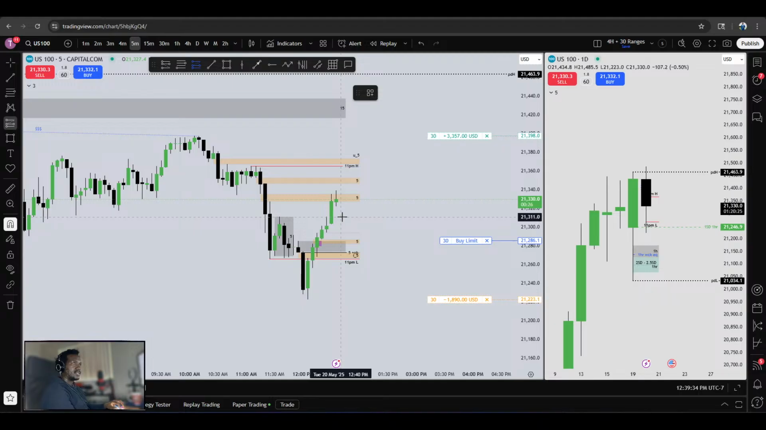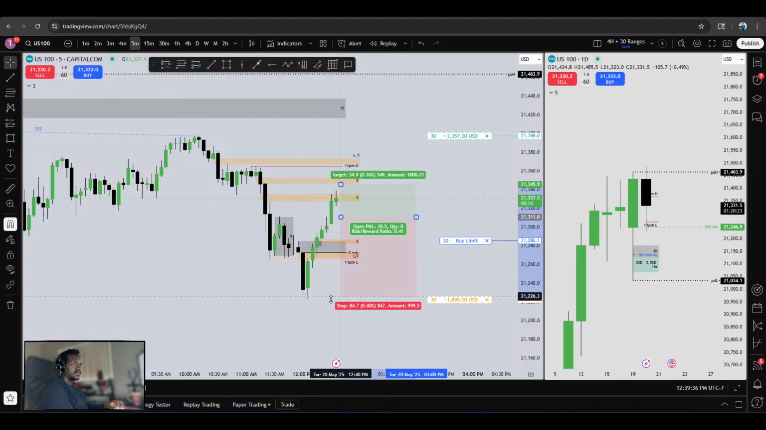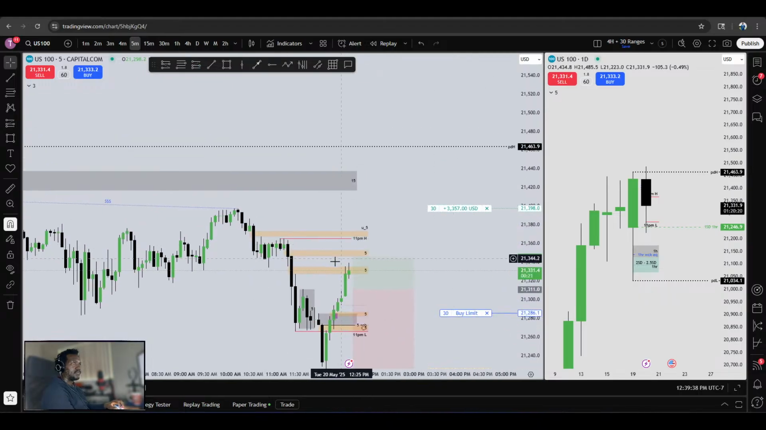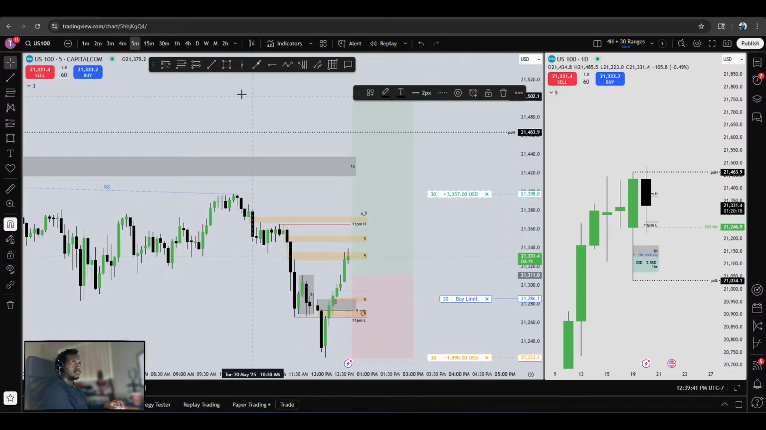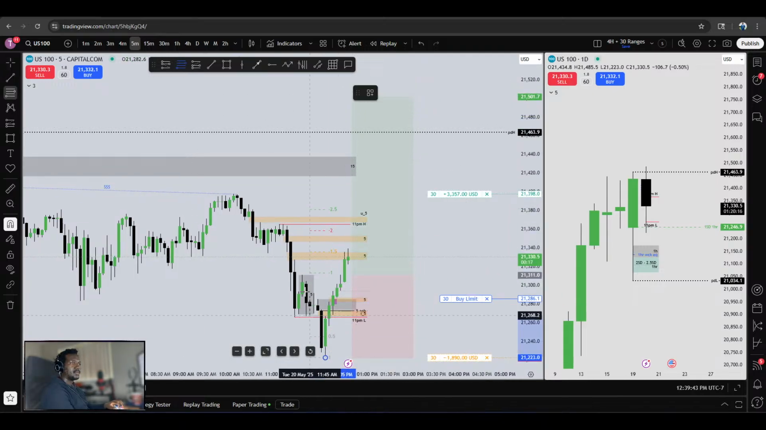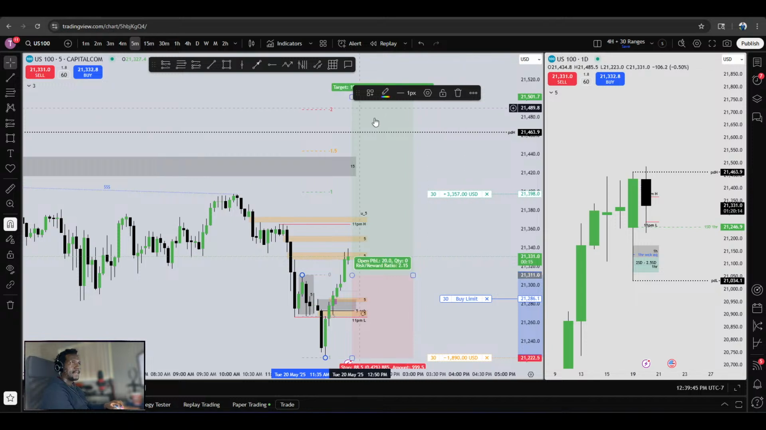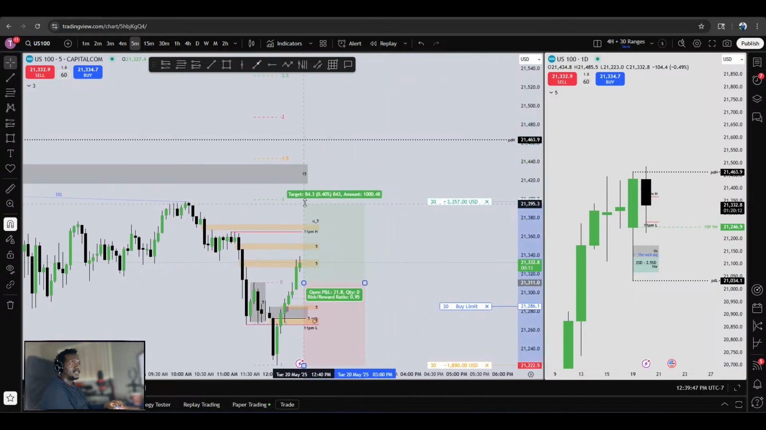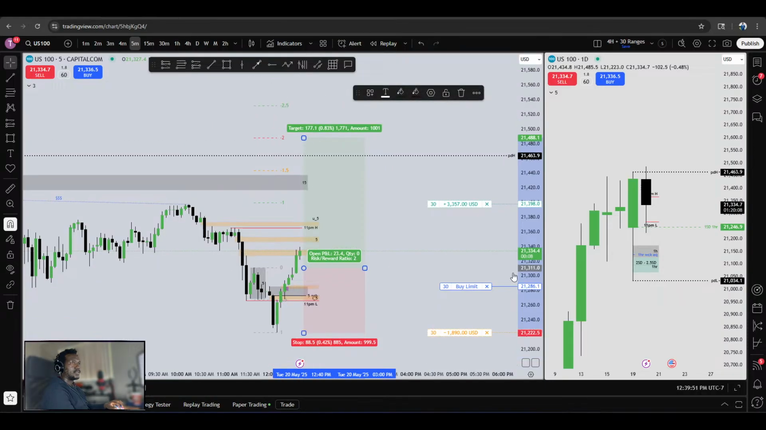This could be a very nice entry right there. My stop loss could be down here as well, and then get those new targets. Would that be from this low to the high? That right there could be a first target, and then right there could finish it.